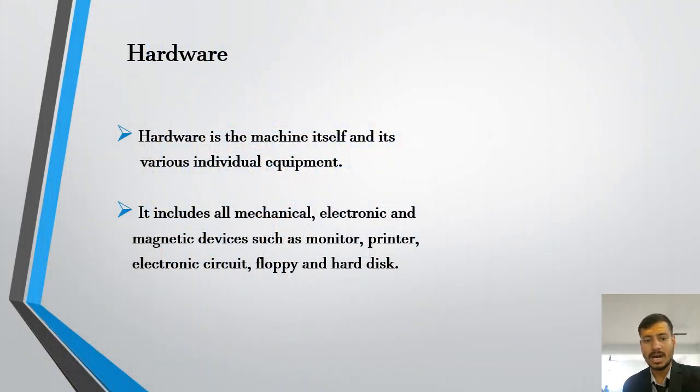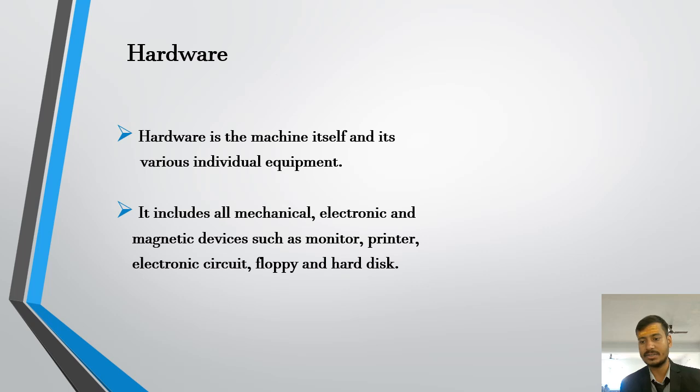Hardware. Hardware is the machine itself and its various individual equipment. It includes all mechanical, electronic, and magnetic devices such as monitor, printer, electronic circuit, floppy, and hard disks.